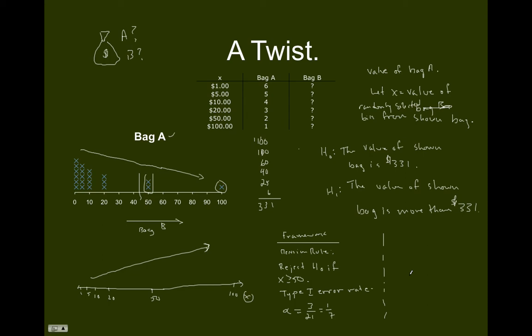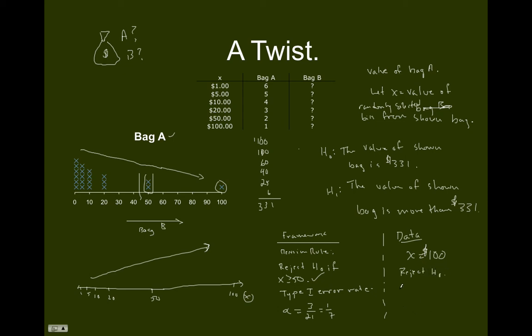So suppose, and then there's the other side now. All of this is done before we collect any data. So now we reach into the bag and we pull out a bill, a $100 bill, say. Well, we know we're going to reject the null because that's what our rule says. So we know we're going to reject H0.